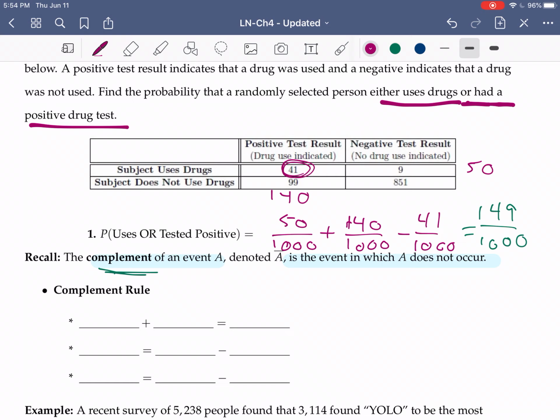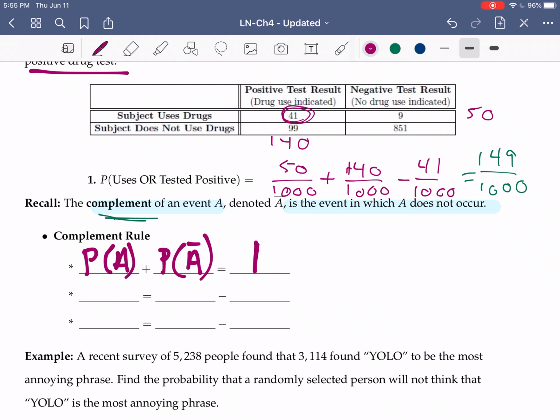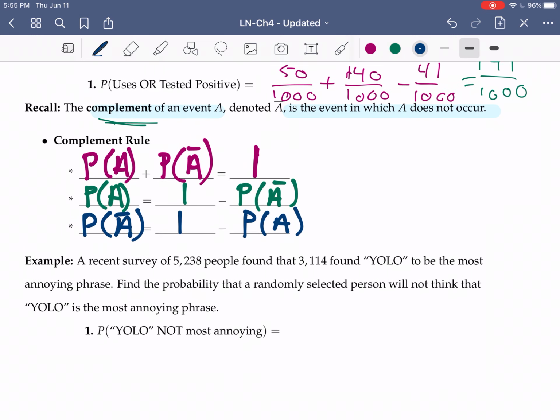So the complement rule tells us that whenever we look at the probability of an event plus the probability of its complement, that should always add up to 1. We should always be certain of that. And we can modify this. We can subtract things. So if we subtract the probability of A complement from both sides, we could say the probability of A is 1 minus the probability of A complement. Or if we start with that first formula and subtract the probability of A from both sides, we can say the probability of A complement is 1 minus the probability of A.